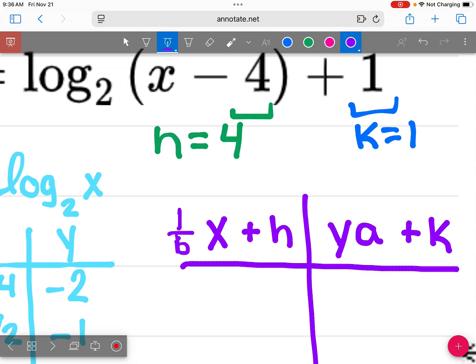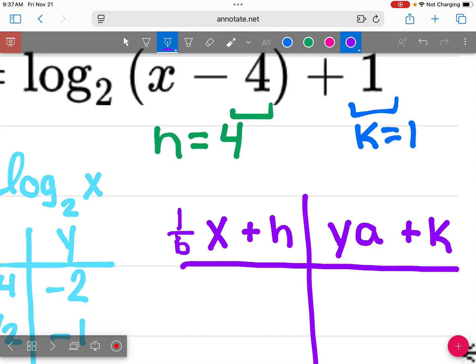How would you know if you had a b? If it was like 2x, or 3x in here. So log base 2 of 3x, log base 2 of 7x, that would be the b here. Or log base 2 of 1/2 x. So we're not going to see tons of those, but I wanted to mention it. If it was a fraction, would you flip it again? Yes.